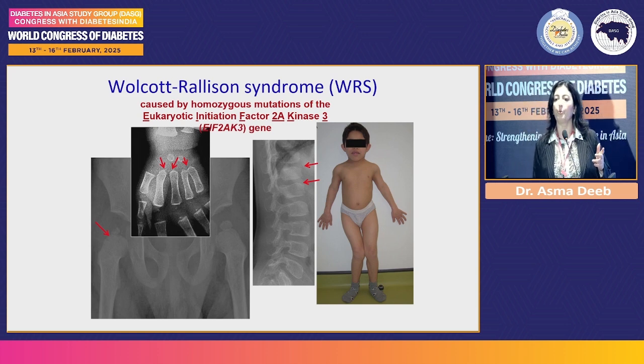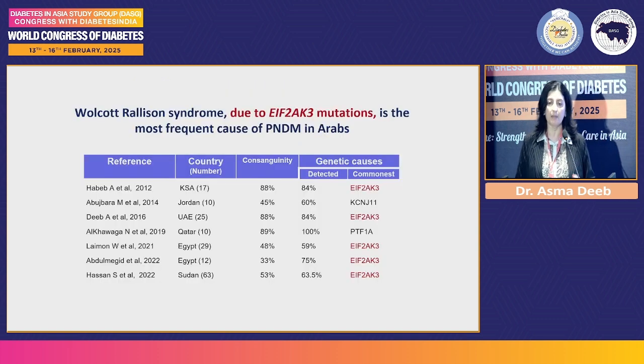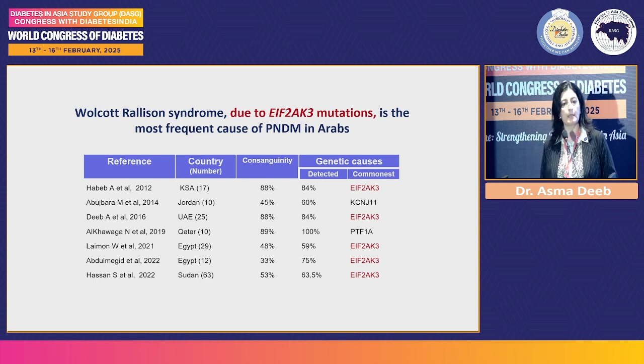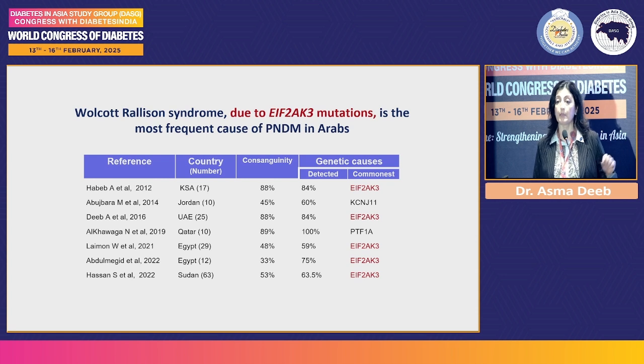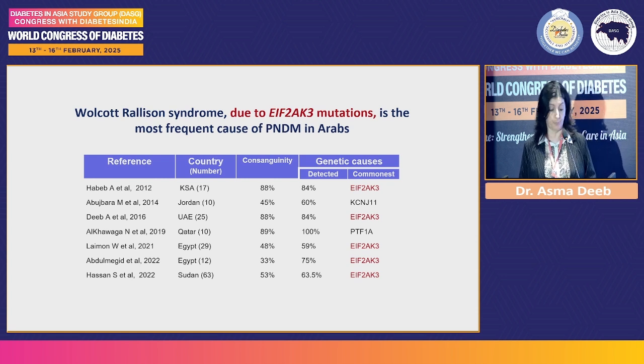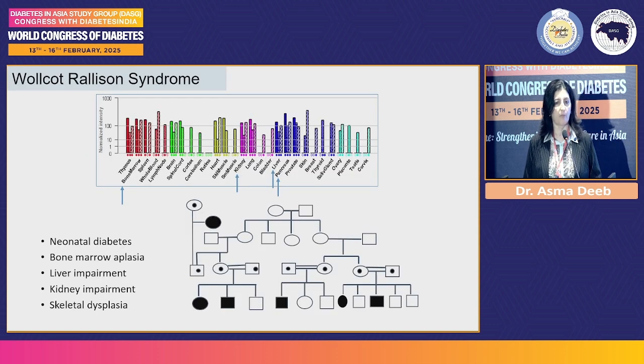This is a picture of a boy with Wolcott-Rallison syndrome, where you see that there are multiple systemic involvements: skeletal issues, bone marrow issues, etc. There have been multiple cohorts on this disease described from our region. My cohort in the Middle East, UAE, has only 25 patients. However, more recently, my colleague Samar Hassan from Sudan has reported 63 patients. So it's not an uncommon disease.